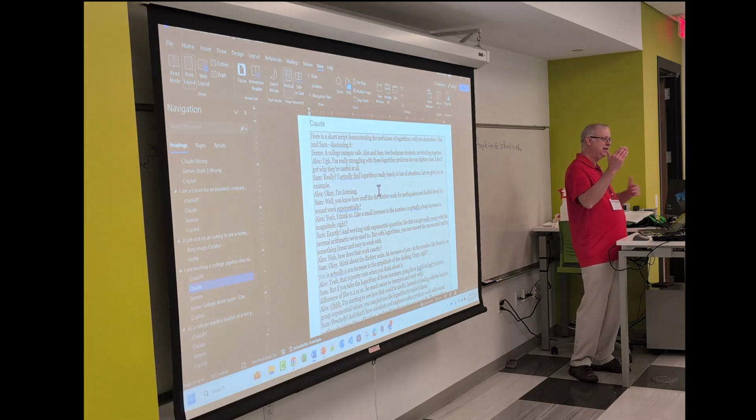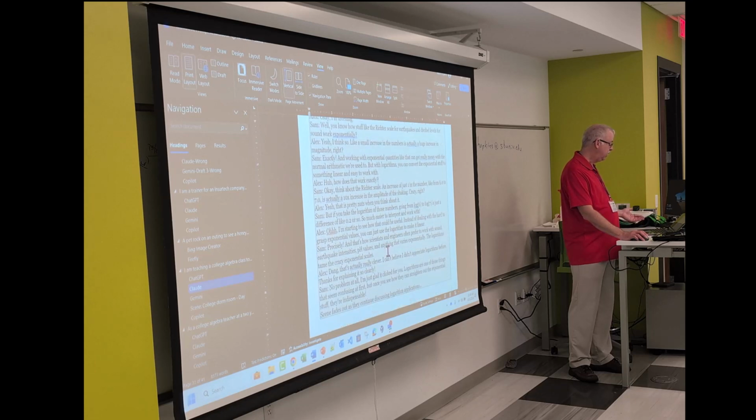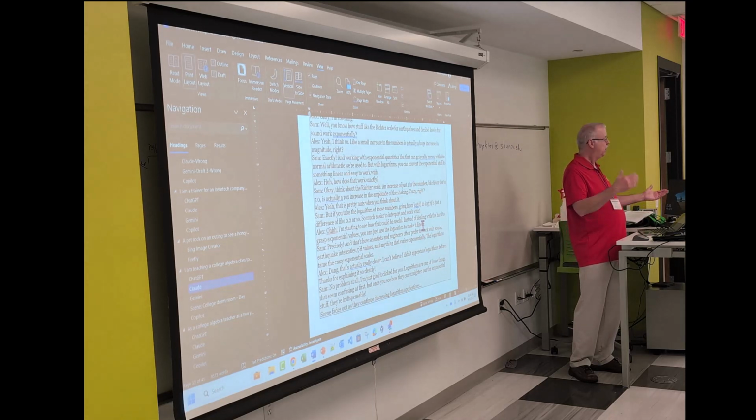And so, it's a script with 2 characters talking about the usefulness of logarithms with the Richter scale and pH and sound intensity, some of the examples we would give, but it's a different way of presenting it than we would.